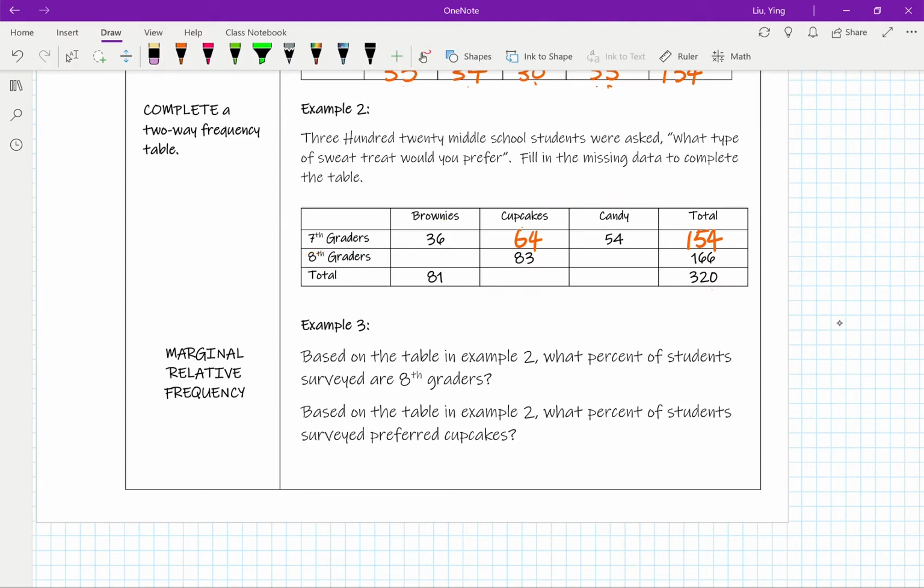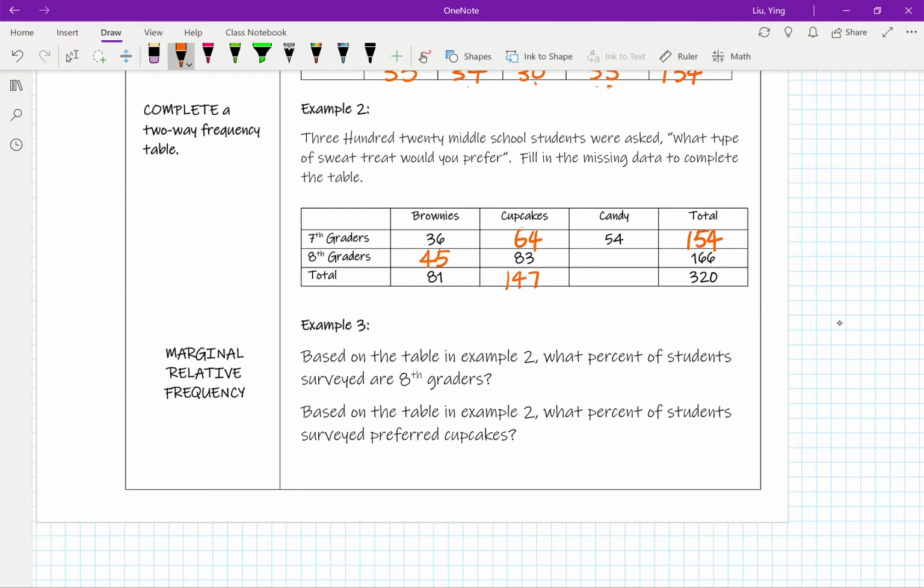Alright, so then it's up to you now which one to do first. I like to do this one. So if we subtract 36 from the 81, so 81 minus 36, that's going to be 45. And then this one, we're going to go this way because we're looking for the total for this blank. So we just add up the two numbers. So 64 plus 83 is going to be 147.